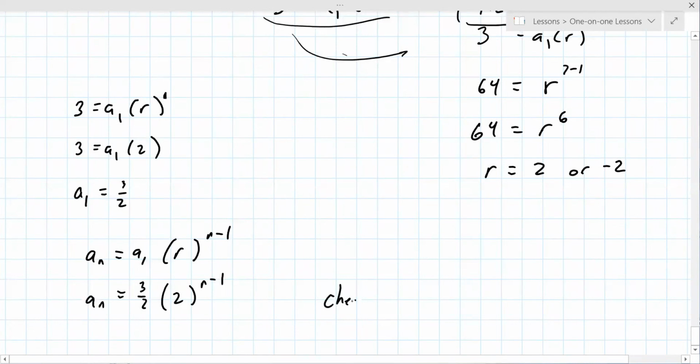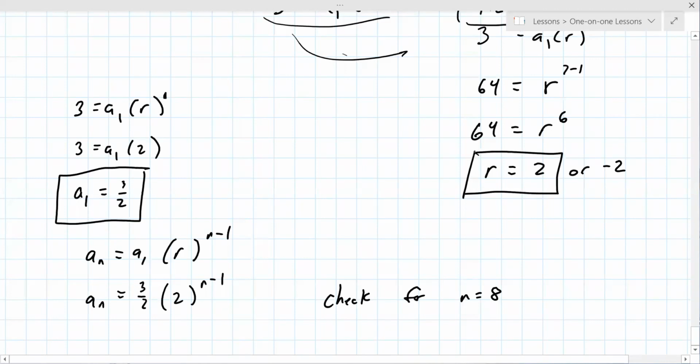So we should check for n equals 8. If you've got a calculator handy, go ahead and put n equals 8 in and see if you get 192. I did. Great. And if you didn't, you would go back and find your mistake. So have we found the first term? Yes, that's the first thing it asked for. Did we find the common ratio? Yes. And then an explicit rule for this.